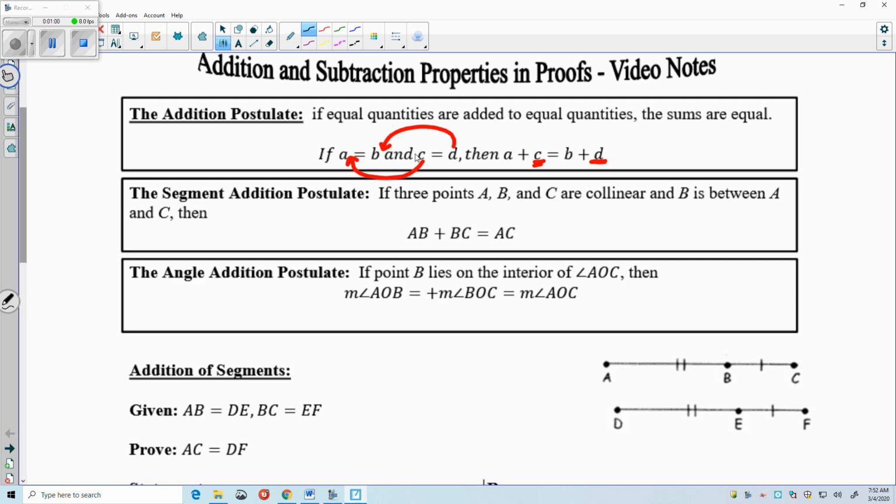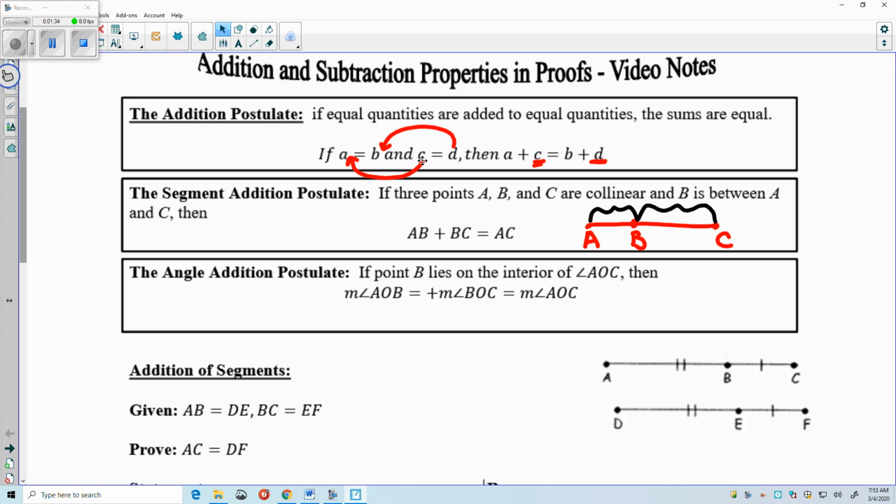Now we have something called the segment addition postulate, a little bit different than just plain old addition. I'm going to draw a picture to support this. We have 3 points, A, B, and C, that are collinear, meaning they're all on the same line, and B is between A and C. So B is hanging out somewhere there. Then I can conclude that if I have segment AB and I add to that segment BC, I'm going to get the entire segment AC. So basically the whole is equal to the sum of its parts, but dealing with segments.